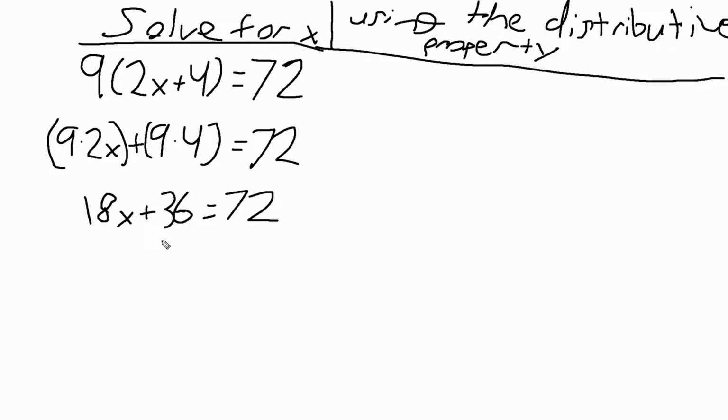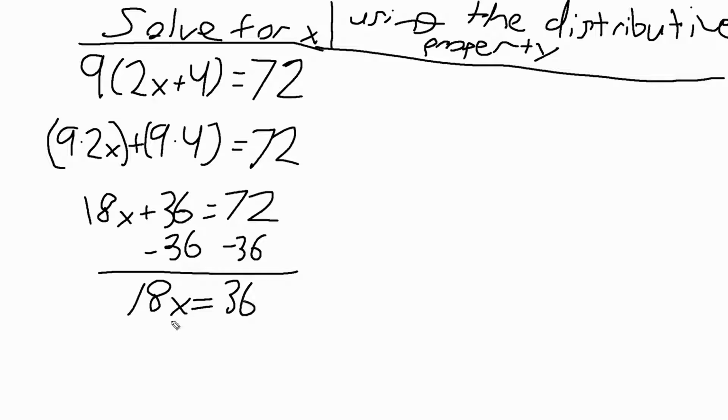So now here we have to isolate the variable again. So what we would do is subtract 36 on both sides, like so, to get 18x is equal to 36. And then we would divide both sides by 18 to get x is equal to 2.